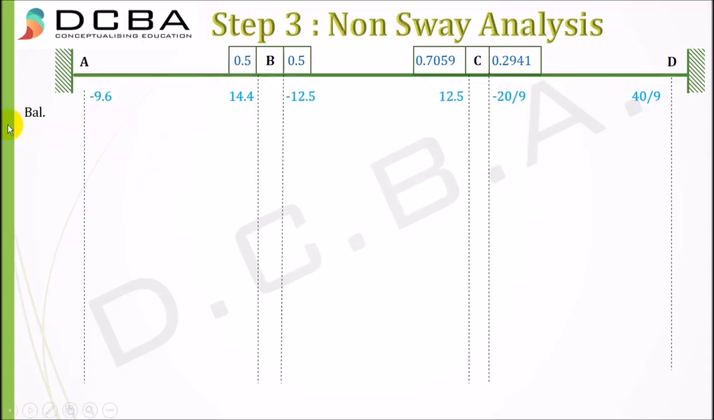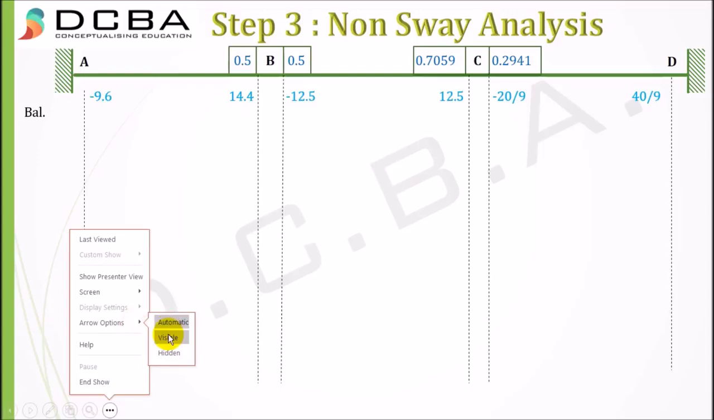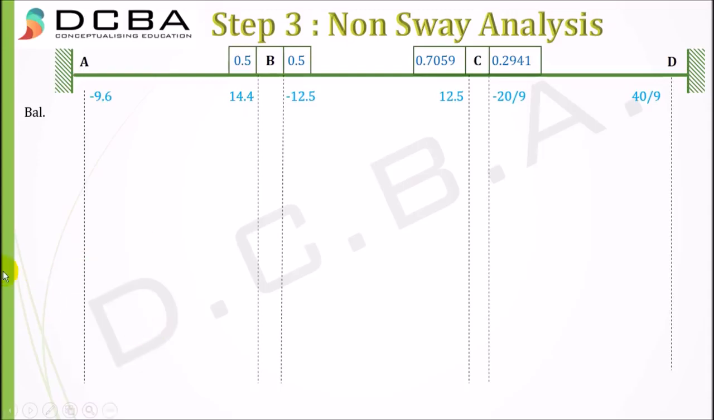Now the balancing step. First we need to check whether the end joints, that is A and D, have any hinge or roller support. We do not have any hinge or roller support, hence we do not have to balance these joints. If there was, suppose, a roller support, then we would have to release this 40 by 9 and make the total moment 0, because a roller or hinge is not supposed to carry any moment. But since both the end joints are fixed, we don't have to do the releasing of the moments.